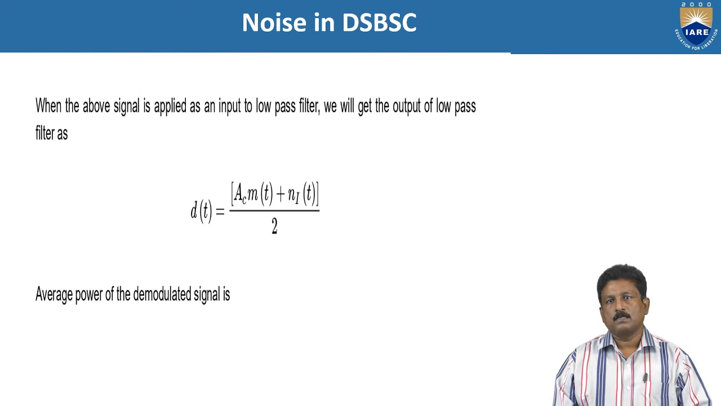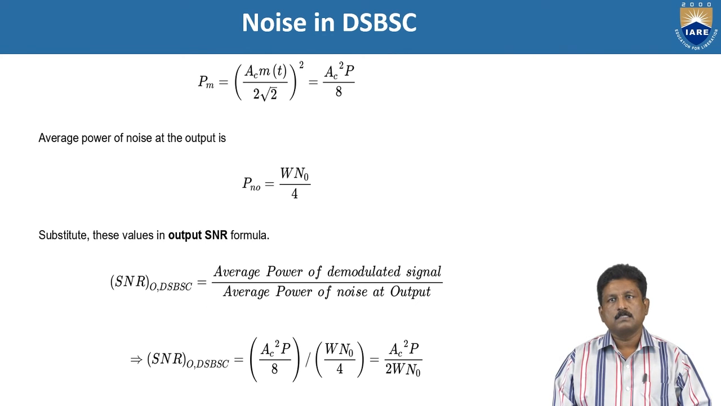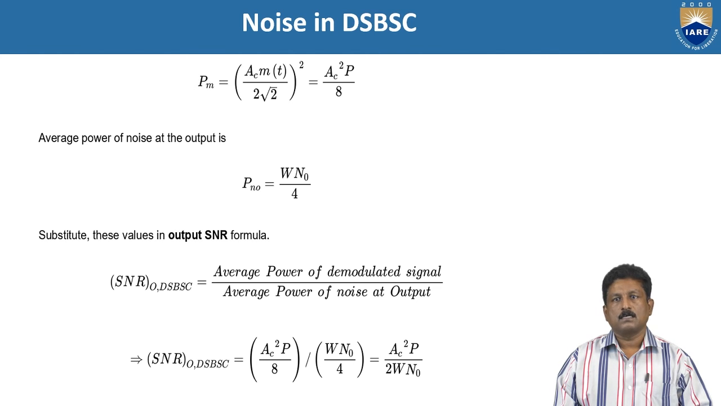The average power of the demodulated signal is Pm = (Ac m(t)/(2√2))². By squaring, we get Ac² P/8. The average power of the noise at the output is Pno = W N0/4. Substituting these values, the output SNR of the DSBSC wave is (Ac² P/8)/(W N0/4). So overall it will be Ac² P/(2 W N0).